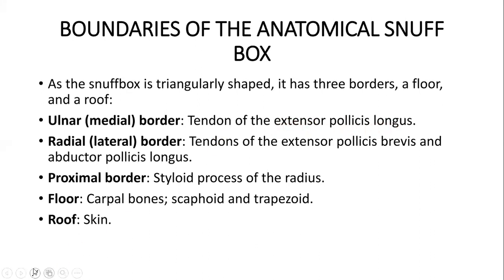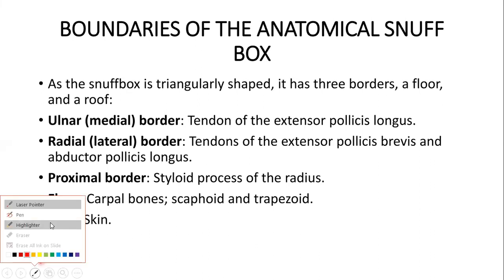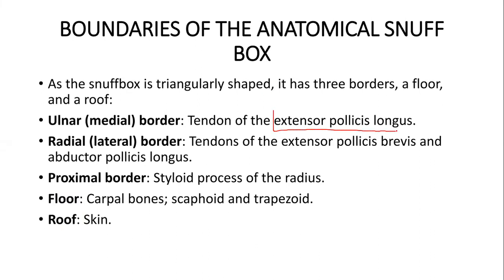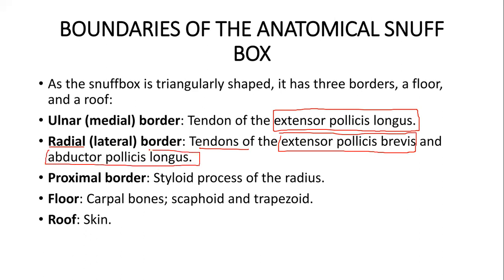Okay, extensor pollicis longus, EPL. Then the radial border, which is the lateral border, is formed by the 2 tendons. One, extensor pollicis brevis, and abductor pollicis longus. Now, the abductor pollicis brevis is located in the thenar group of muscles, but it does not form a border in the anatomical snuffbox. Please remember that it is the abductor pollicis longus which forms the lateral border of the anatomical snuffbox.